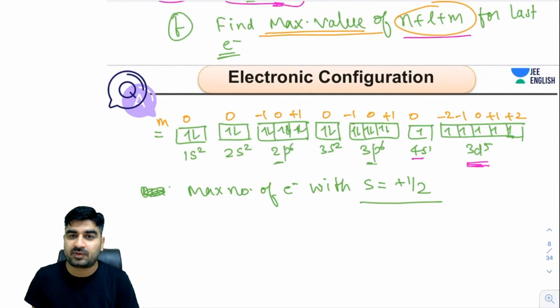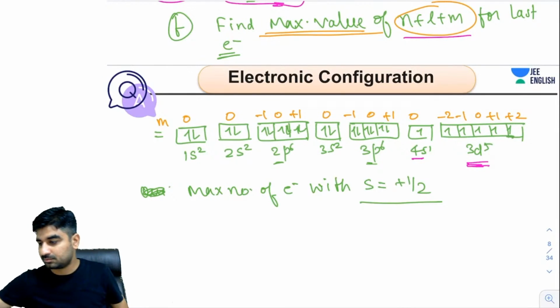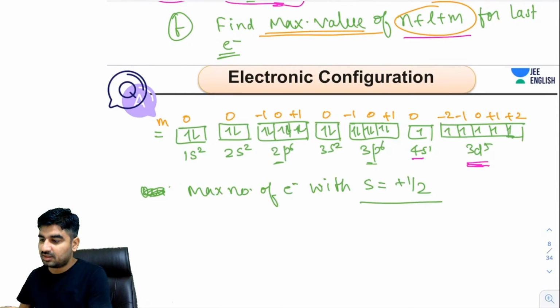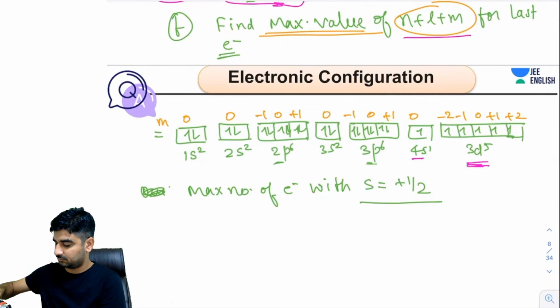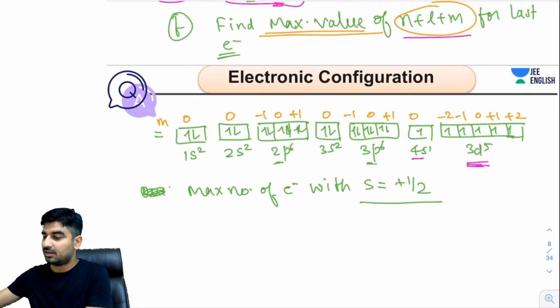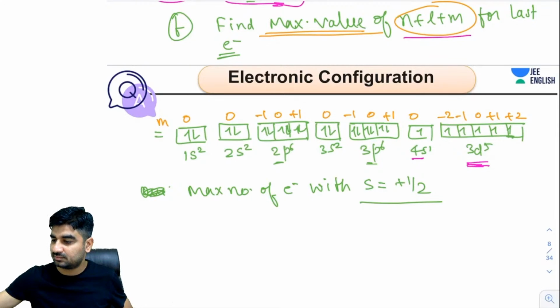Ritvik has given it 15. I'm waiting for others. Somil, 15. Yes. Sylvester also 15. Yes, anyone else? Anyone?